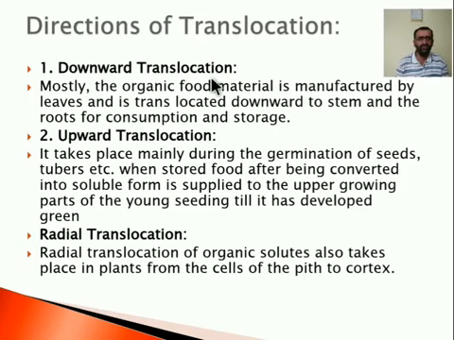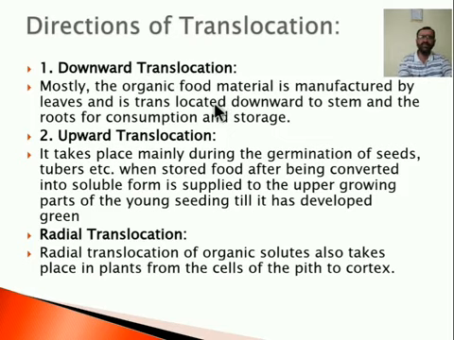In downward translocation, mostly the organic food material is manufactured by the leaves. Okay, the food material is manufactured by the leaves and is translocated downward to the stem and the root for consumption or storage. In this way, it is the downward movement of the organic food material from leaf to the root, so it is known as the downward translocation of food material.